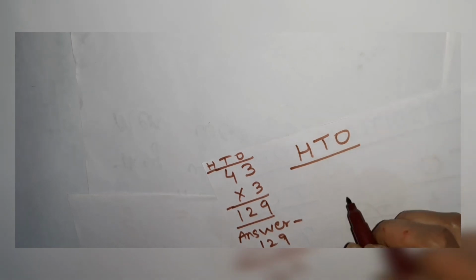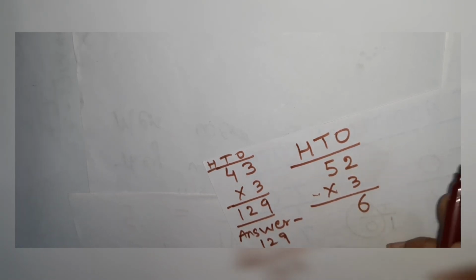Take one more example. I write here H T O, and I am taking the number 52 multiplied by 3. So three 2's are 6, three 5's are 15. So I'll write 5 here and I write 1 here. So it will be 156. The answer will be 156.